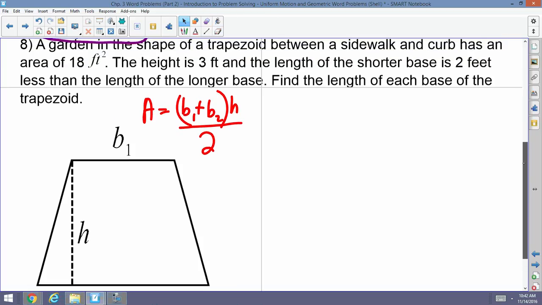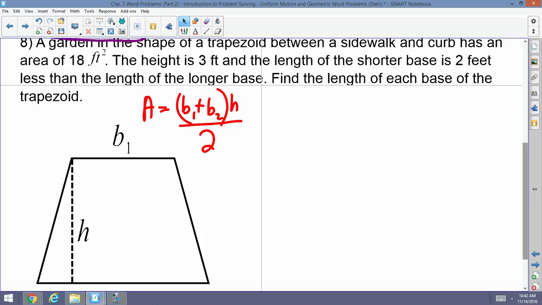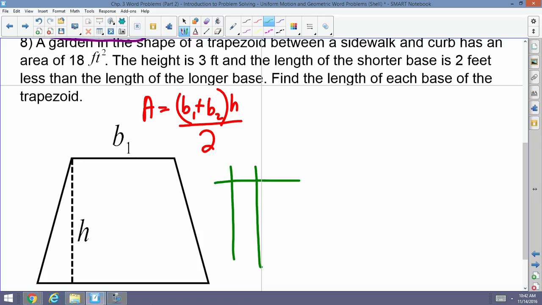Now, a garden in the shape of a trapezoid between a sidewalk and a curb has an area of 18 feet. The height is 3 feet. So I know that h equals 3 feet. Okay. So I've got my height, base 1, and base 2. So I know my height is 3 feet because they told me. And the length of the shorter base is 2 feet less than the length of the longer base.